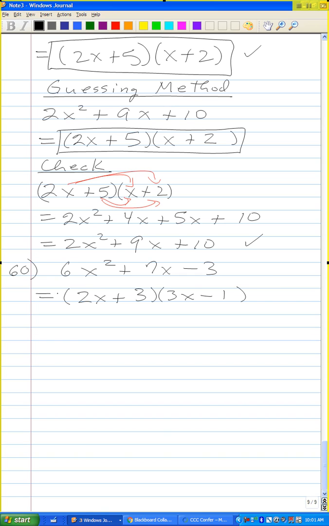And now let's check. 2x times 3x is 6x squared. 2x times negative 1 is negative 2x. 3 times 3x is 9x. Minus 2x is 7x. Good, that works. 3 times negative 1 is negative 3. Okay. Let me do problem number 68.